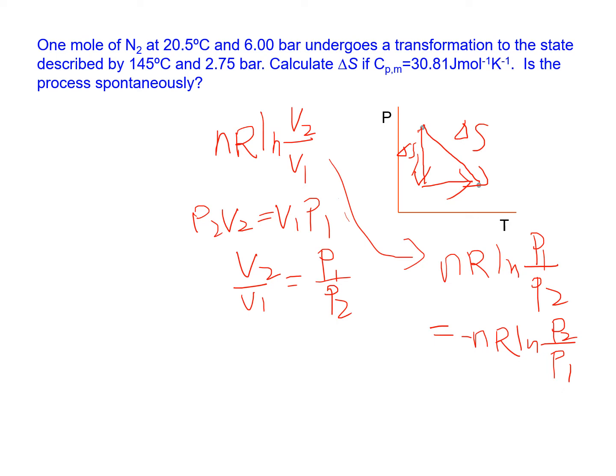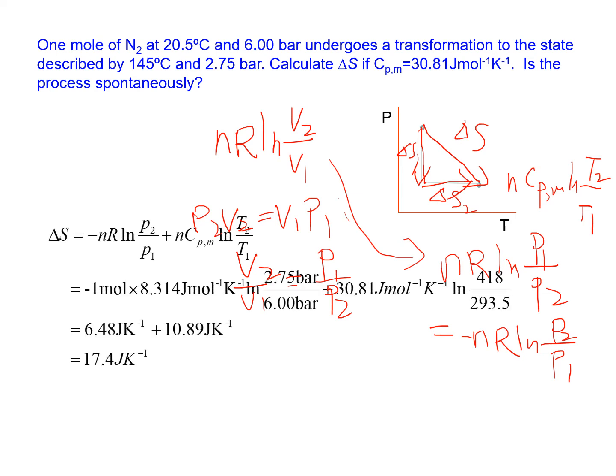Delta S2 here is a constant pressure heating process. So a constant pressure heating process should be n C_P,m ln T2 over T1. Okay, so the two add together, and that's how to calculate it. Okay, so let's erase this.